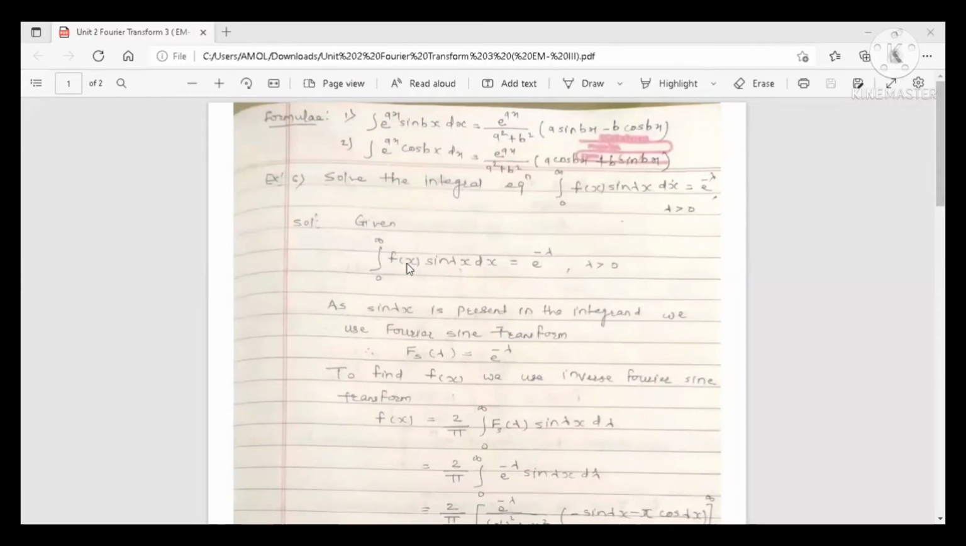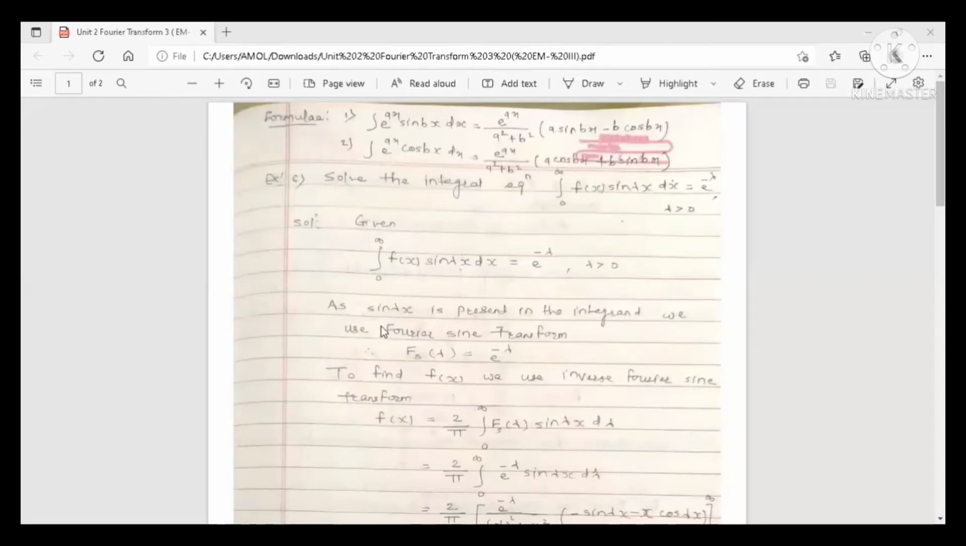So if we replace this x by u, we have the integration over 0 to infinity f of u sin lambda u du, and this term is nothing but the Fourier sine transform. This left-hand side is nothing but the Fourier sine transform, by its formula, and it is equal to e raised to minus lambda. So we have been given the value of the Fourier sine transform.